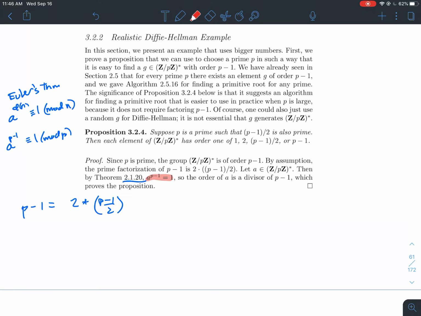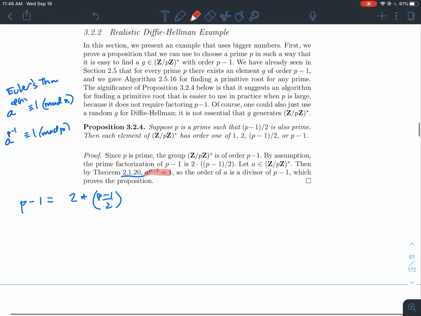That doesn't say that p minus 1 is the order of a. It's possible that a smaller number than p minus 1 would work. And remember, the order is defined to be the smallest exponent that works. If you use the order of the group as an exponent, you will always get back to 1, but that doesn't say that that's the order of the element. There could be a smaller number.